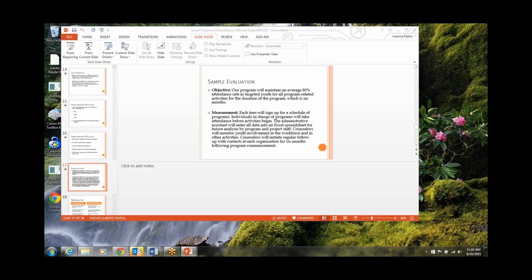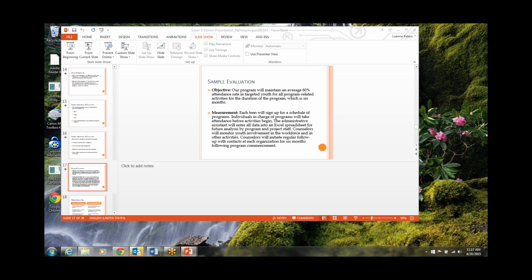So each team will sign up for a schedule of programs. The individuals in charge of the program will take attendance before they begin, which is kind of like we were talking about. And I love this: the administrative assistant will enter the data in Excel. Counselors will monitor the youth, and then they will initiate follow-up, and here's our timeline again, six months following the program. And this whole proposal actually got very high marks, so this is a sample bit.